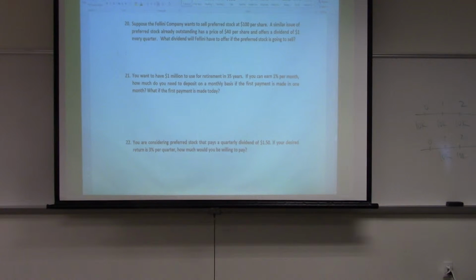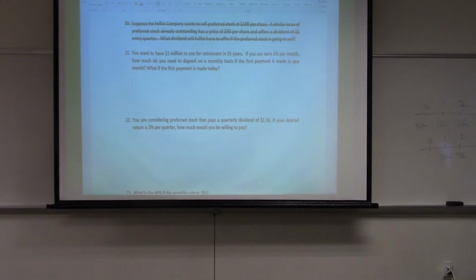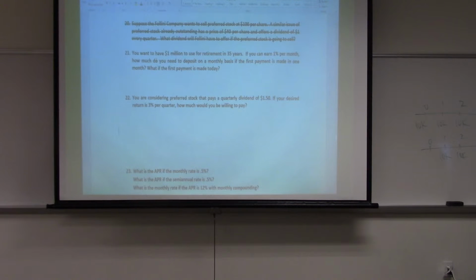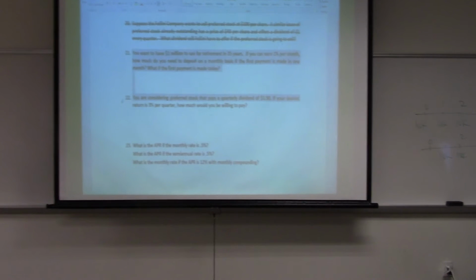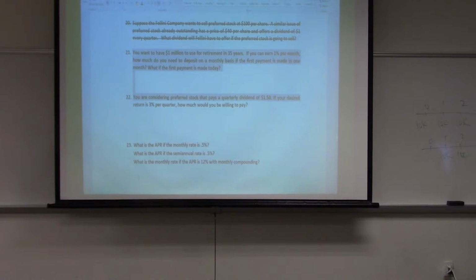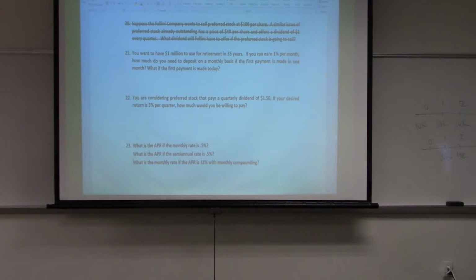Wait a minute. Okay, so we're here at 20, this one. Oh no, we don't do this one. This one is preferred stock. Let's cancel this one. Okay, cool. Let's do 21. This is preferred stock, so we're going to skip 20. Let's do 21. Let's just do 21, 22, and we can try 23. 23 is easy. Let's just finish 23. 21, 22, 23. Let's start 21.